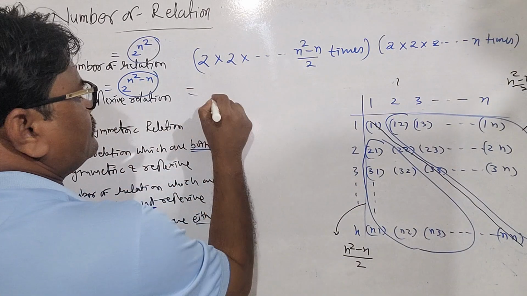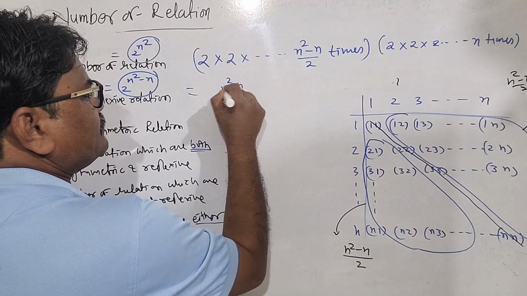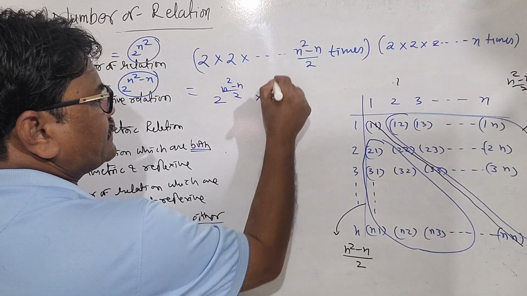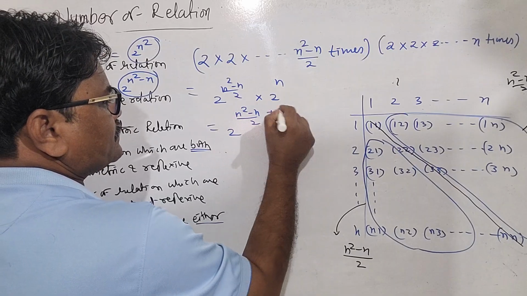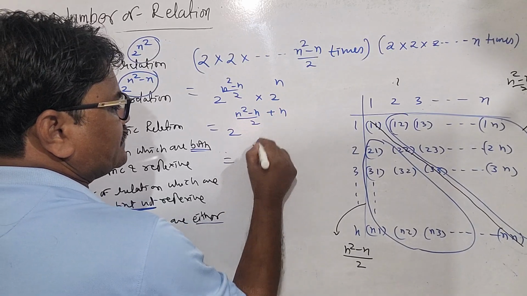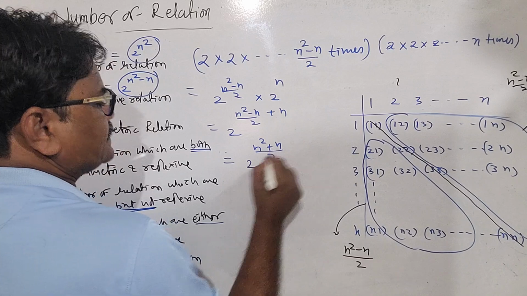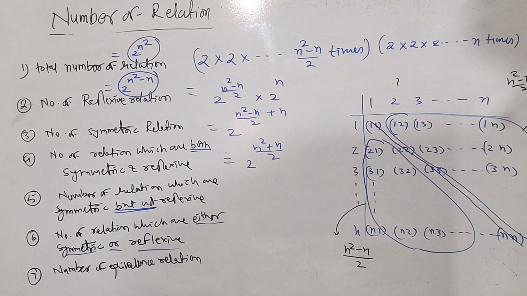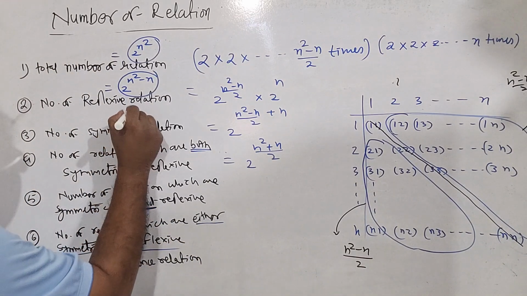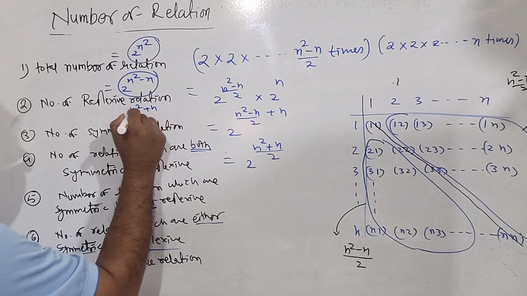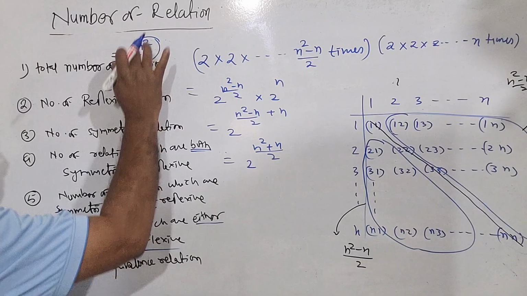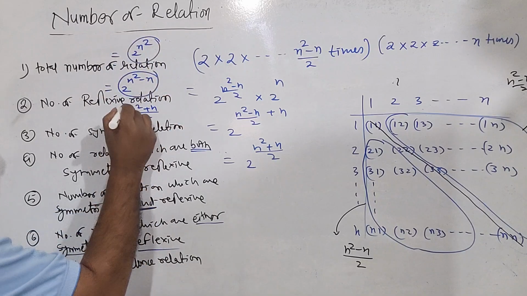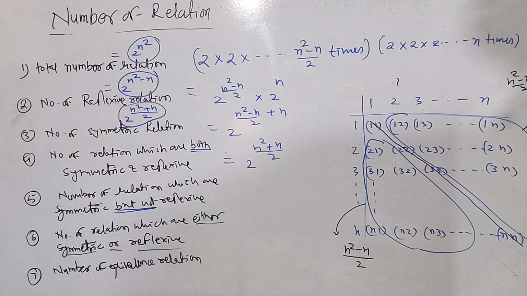So finally we have 2 to the power (n square minus n) by 2, into 2 to the power n. Finally this is 2 to the power (n square minus n) by 2 plus n. When we simplify, this becomes (n square plus n) by 2. That is the total number of symmetric relations: 2 to the power (n square plus n) by 2. So this is the total number of symmetric relations.